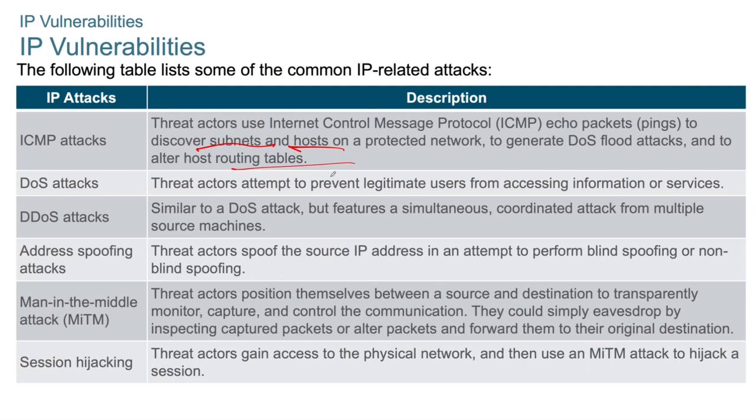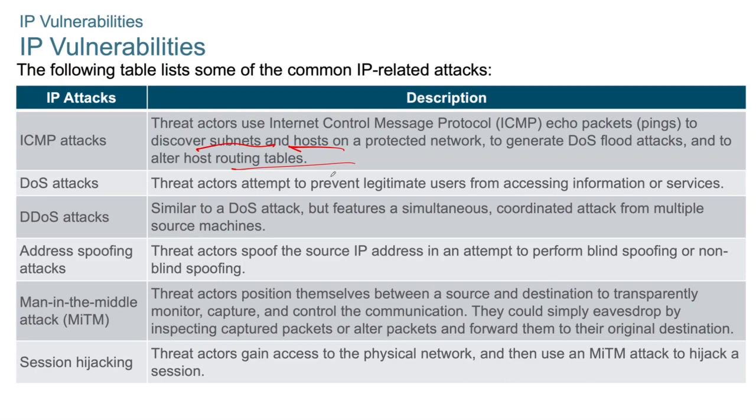Another vulnerability of IP is the man in the middle attack. Here the threat actors position themselves between source and destination to transparently monitor and capture the packets and control the communication between the source and the destination. They could simply eavesdrop by inspecting the captured packets, or they may become an active attacker. When they become an active attacker, they can modify the packets, and when they modify the packet, it is possible to divert the route from source to destination.